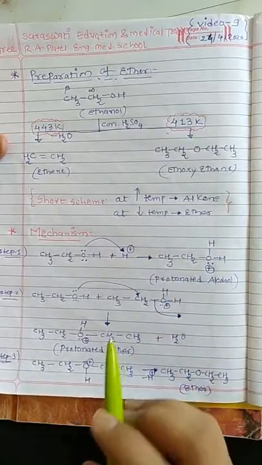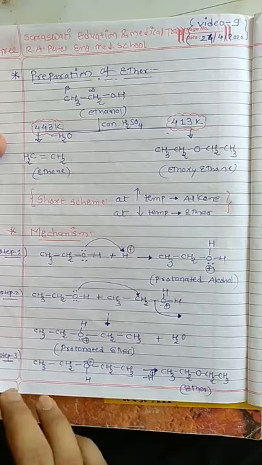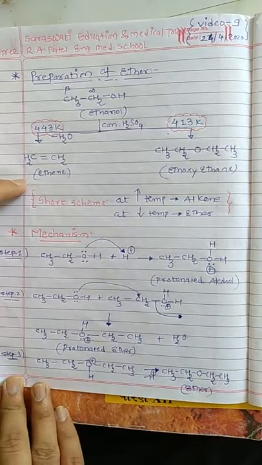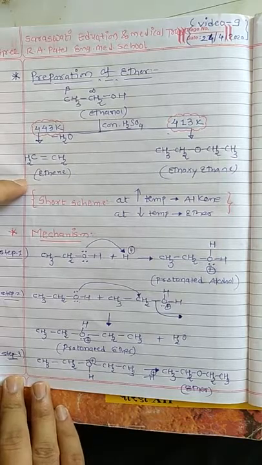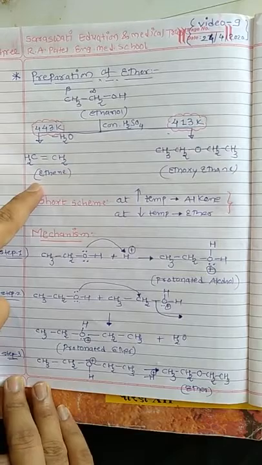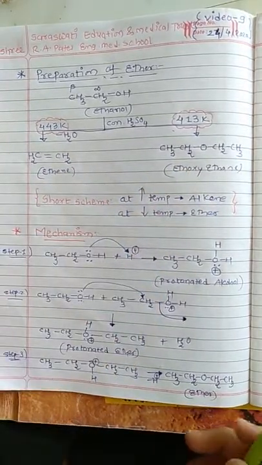So we have to remember that the temperature parameter plays an important role. At a very high temperature it will convert to a doubly bonded compound, meaning alkene, but at a slightly lower temperature than alkene formation, it will give ether. So this is all about preparation of ether.